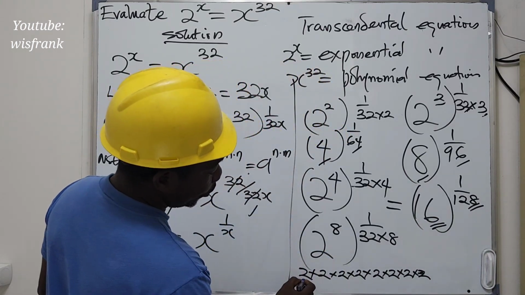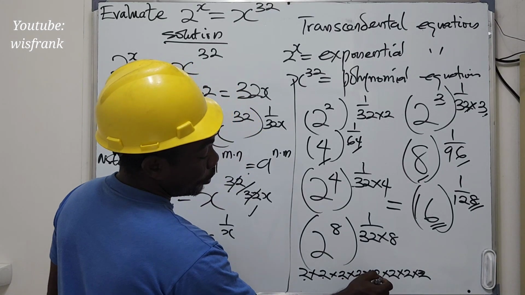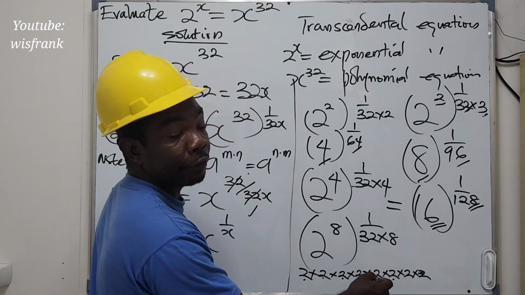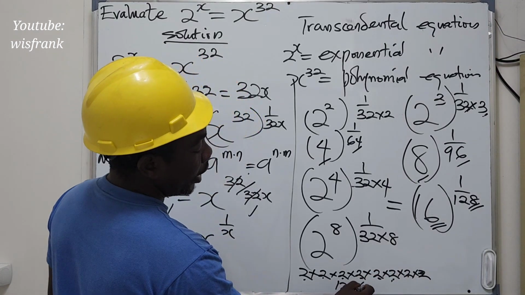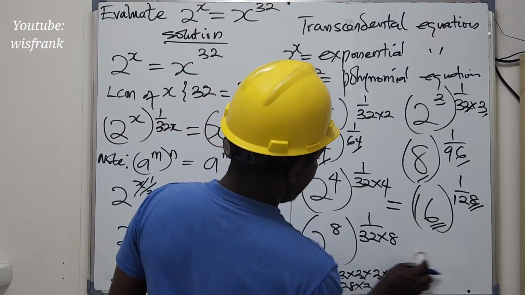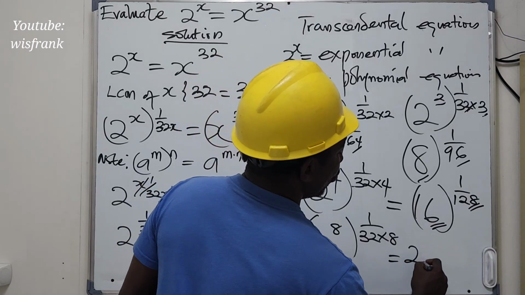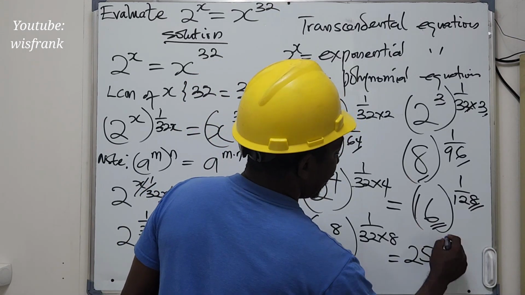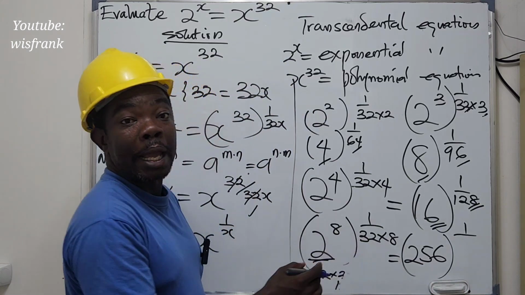So we have here 2 times 2, 4, 8, 16. 16 times 2 we have 32. 32 times 2 we have 64. 64 times 2 we have 128. Then 128 times 2, we have 256. So this gives us 2 to the power of 8 equals 256. Then we have all to the power of 1 all over 32 times 8.